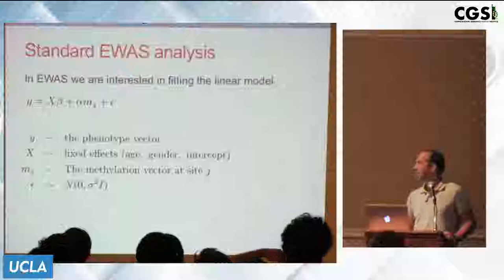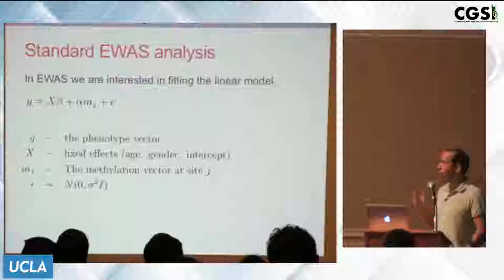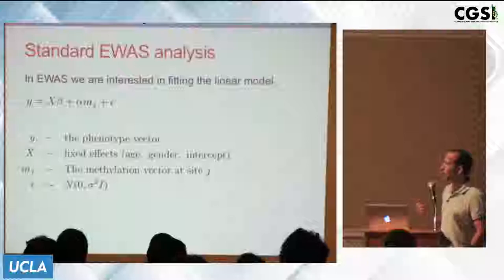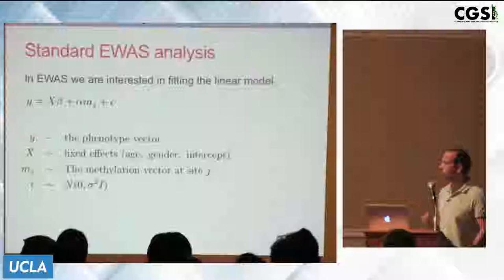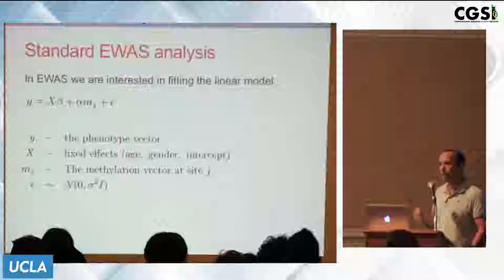Typically in a standard EWAS analysis, what we do is some type of linear regression where, in the notation here, Y is the phenotype and X are some fixed effects. Like Saron talked about yesterday with the linear mixed model, we have random effects and fixed effects. In this case, we don't have random effects, so these are all fixed effects: age, gender, it could be an intercept, it could be different things that you think could potentially affect your phenotype.